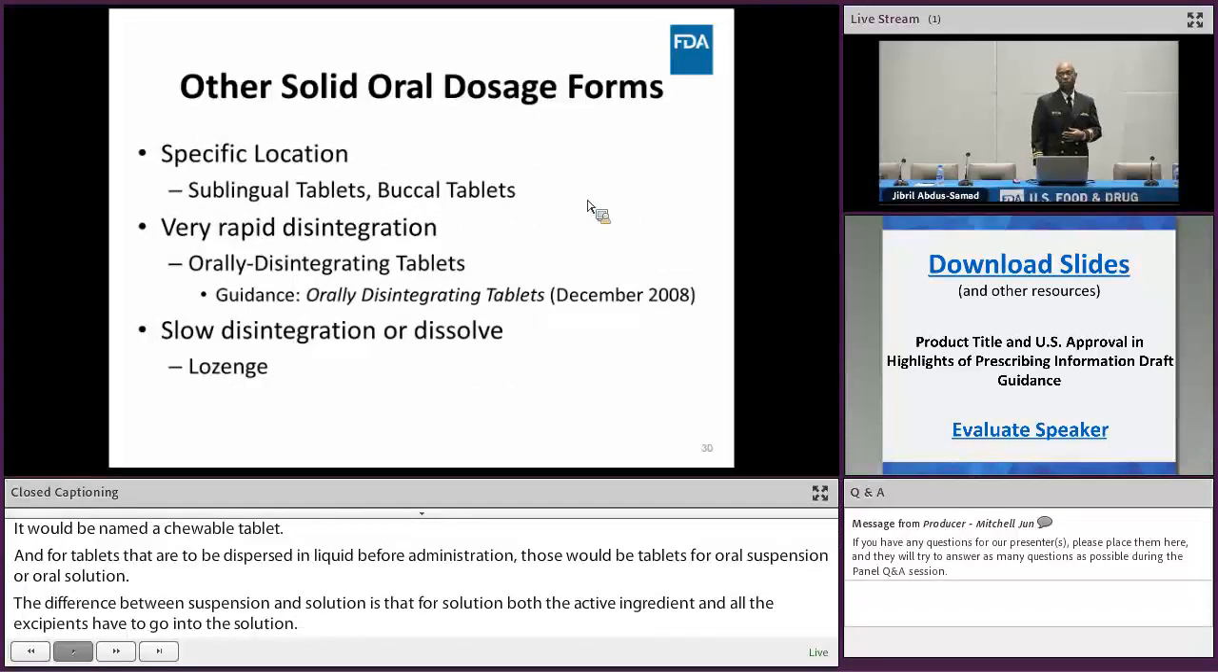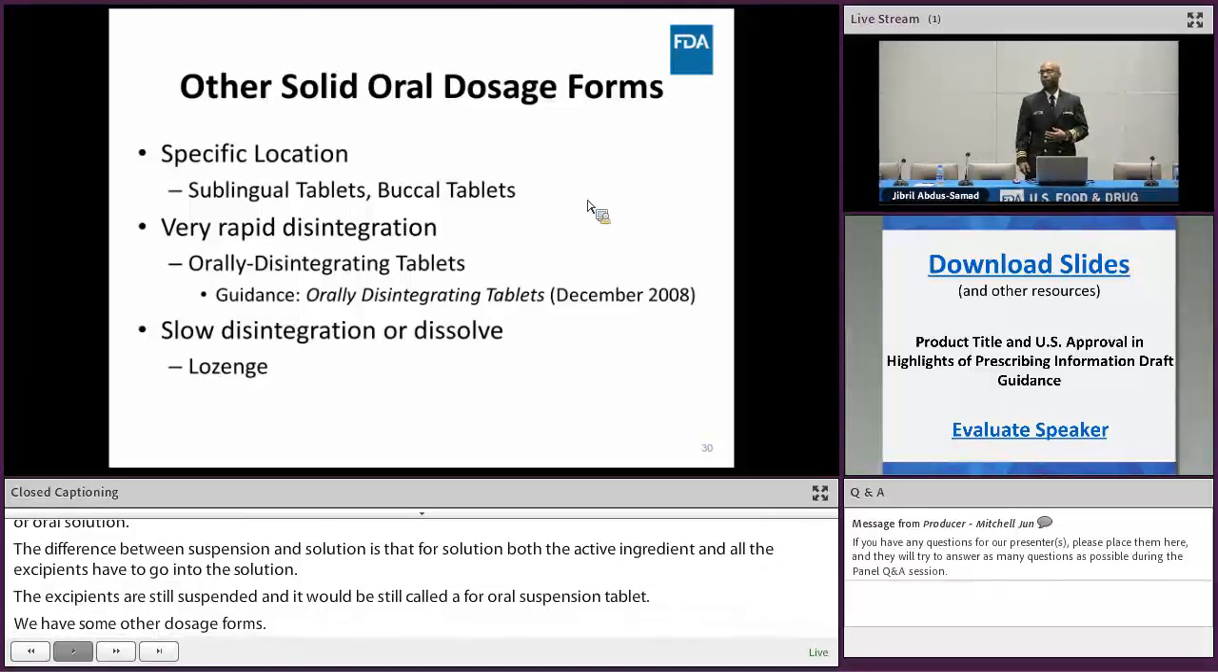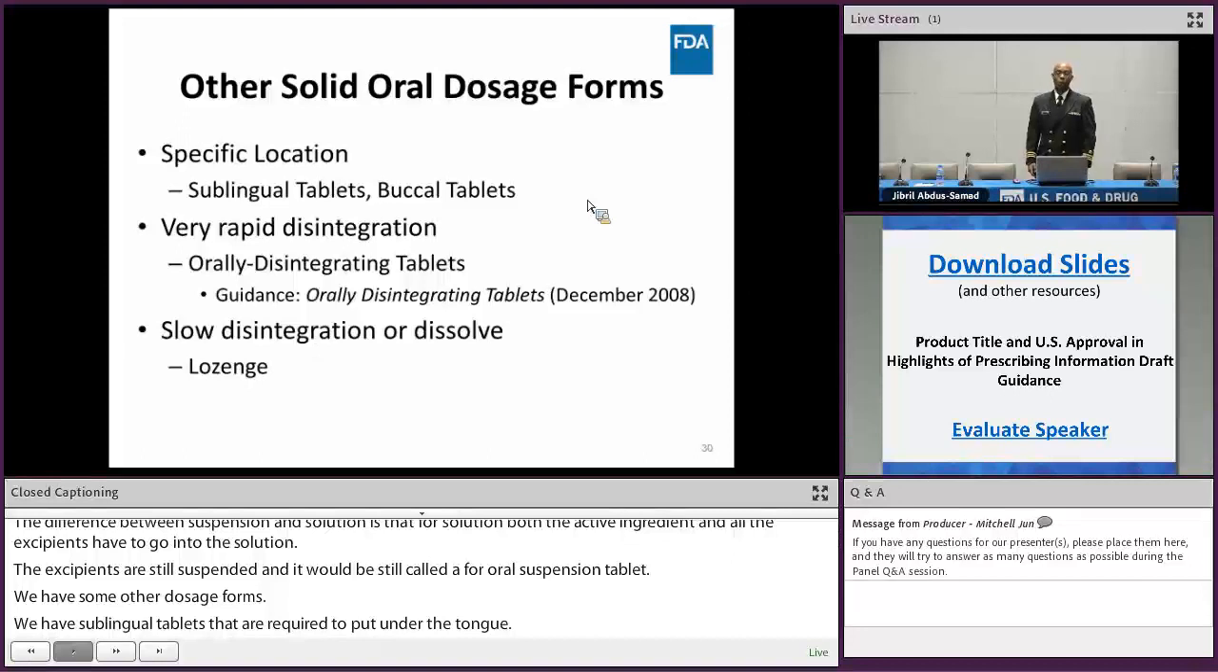Here are some other dosage forms. For solid oral dosage forms, we have sublingual tablets that are required to be put under the tongue, buccal tablets, and those that are orally disintegrating, designed to have a very rapid disintegration and to be able to be administered without water. And then we also have lozenges as well.